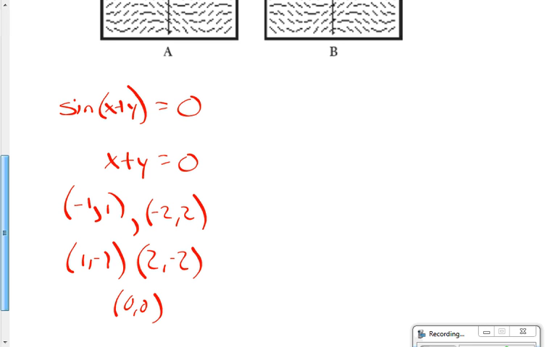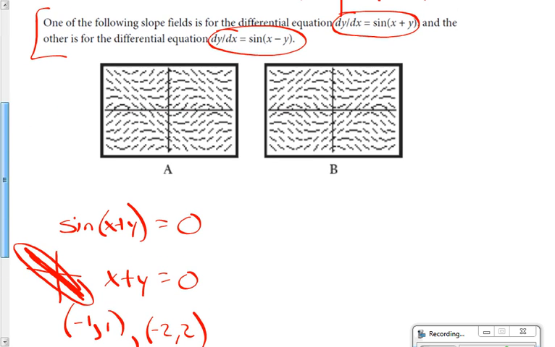Okay. Can you plot those in your mind? What does that look like? Looks like this, doesn't it? So along this segment, there should be horizontal tangents. Which of those graphs has horizontal segments along that line? A or B? A does. If you look carefully, they're trying to be horizontal along that.